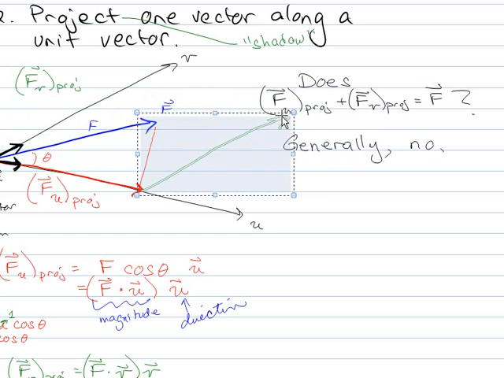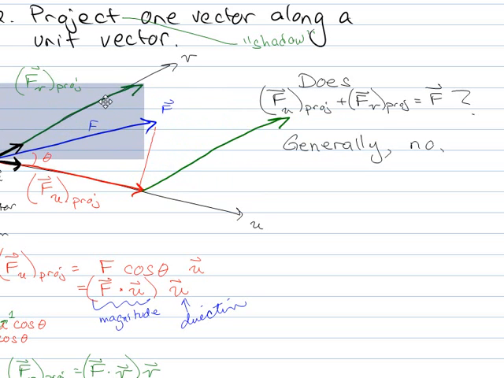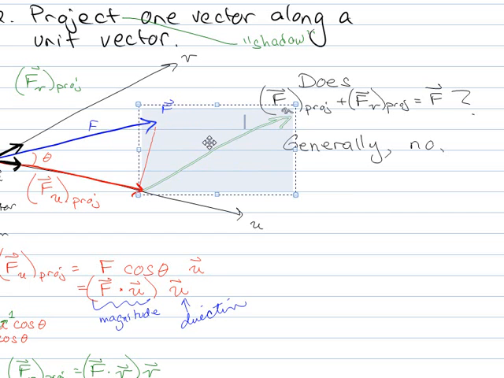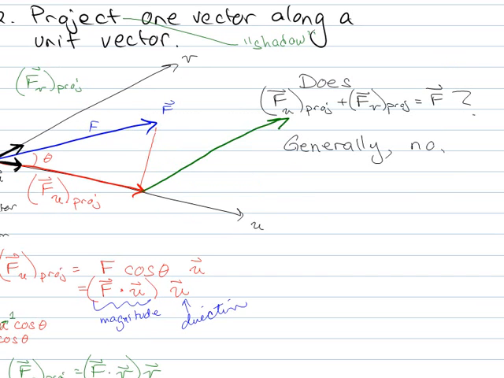If I add these tip to tail, so this is my v projection. If I add it tip to tail with my u projection, I'm in no way going from here to here. That's not my f at all. Not even close. Not even like kind of sort of close. You see that? If I add them tip to tail, they do not match.